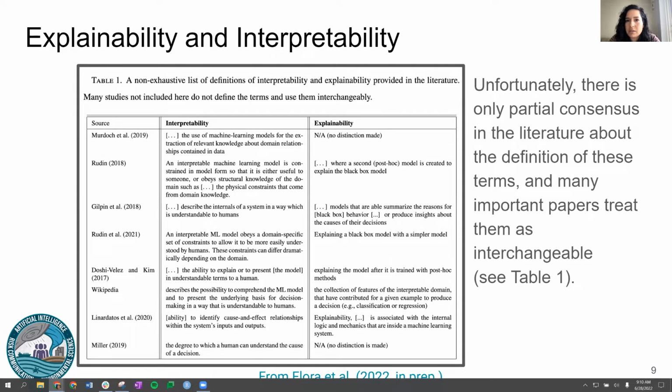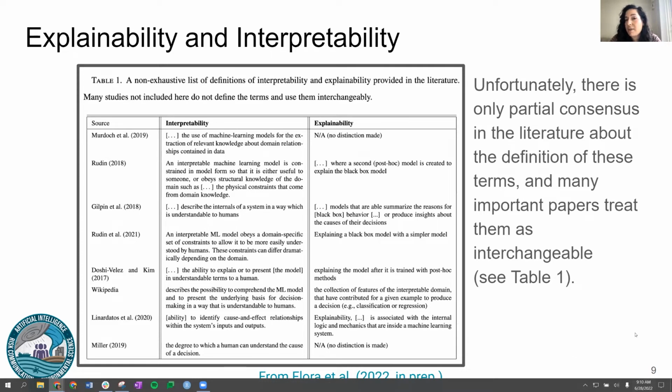And if you just quickly look through some of these definitions, I'll read some of them. So for Gilpin et al. in 2018, we have interpretability describes the internals of a system in a way which is understandable to humans. So that seems a bit on par with what we had in our Slido examples. And then for explainability, that same article said, explainability: models that are able to summarize the reason for black box behavior or produce insight about the cause of their decisions.